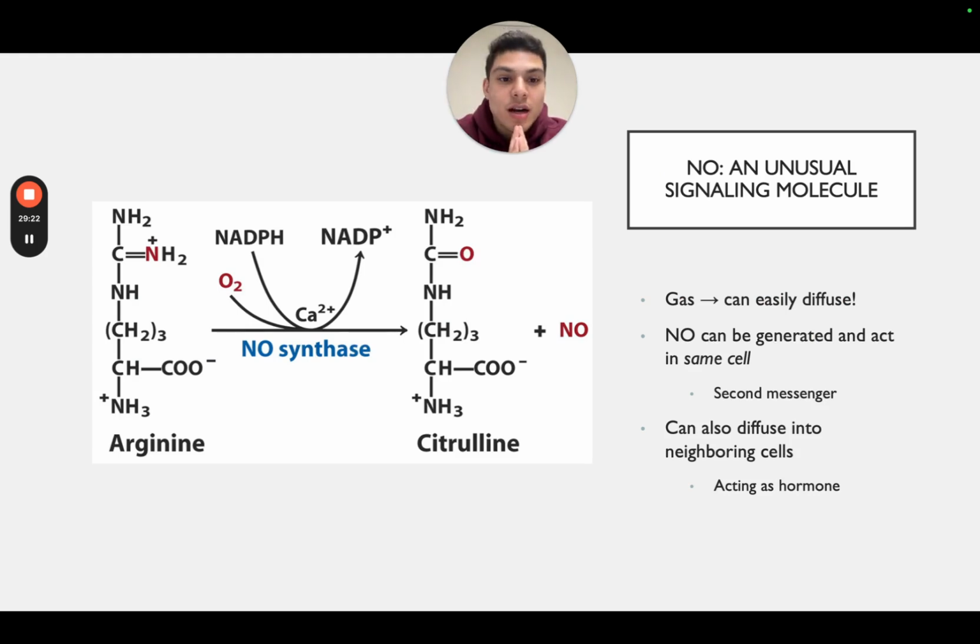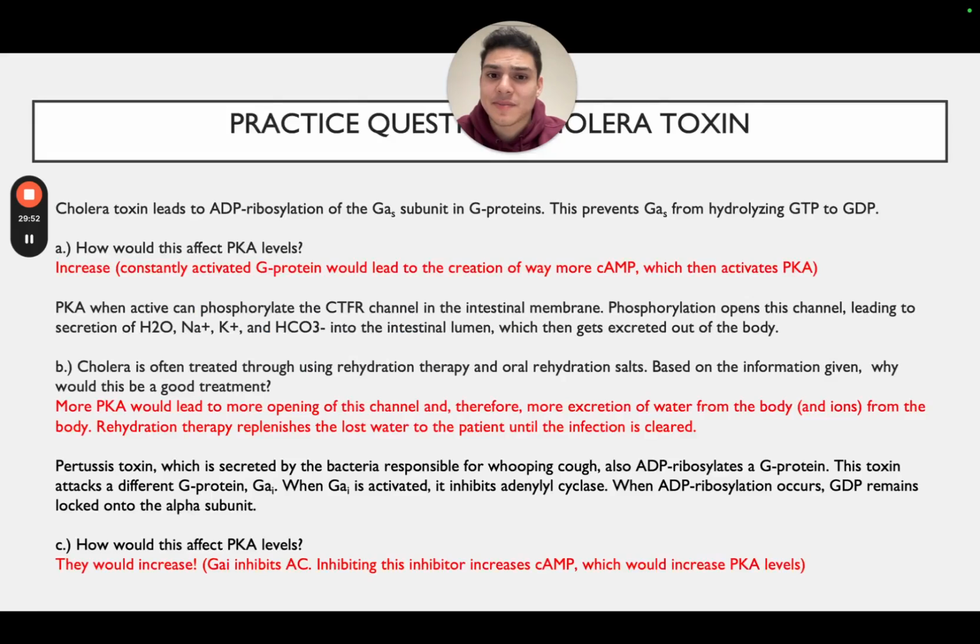And then there's nitric oxide, which is an unusual signaling molecule. So nitric oxide is created by converting arginine to citrulline using nitric oxide synthase. And the result is that the oxygen replaces the amine, and we end up forming our nitric oxide. And the gas can easily diffuse through plasma membranes. And it can be generated and act upon the same cell, so as a secondary messenger. And it can also diffuse onto neighboring cells, almost acting like a hormone. If we were talking specifically, I think it would be called paracrine signaling, if I'm not mistaken.